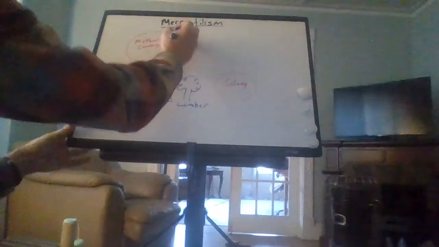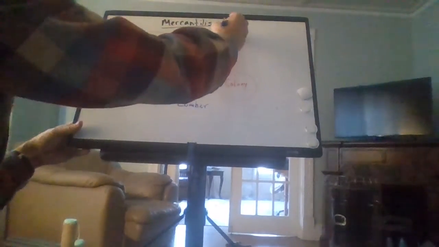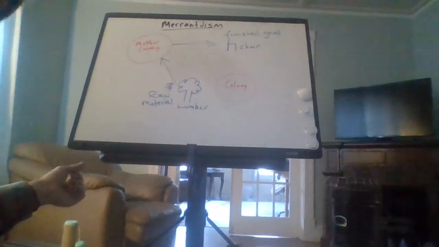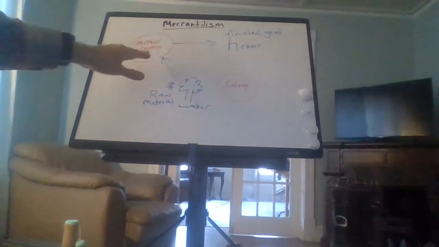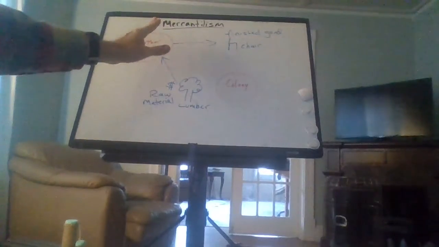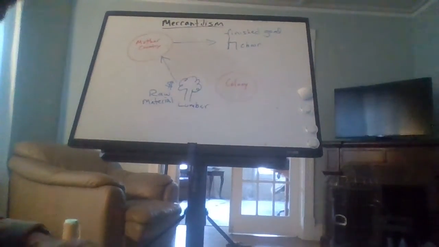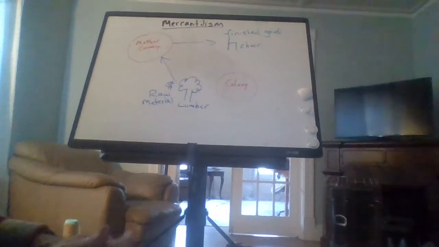Well, the mother country will take the lumber and they will manufacture a product. And in this case, I'm creating a chair. A chair is a finished good. You could also say manufactured good. All right, so now we have the colony selling their lumber to the mother country, taking the lumber, turning it back into a finished good, a product, a chair, and then that product being sold back to the colonies.